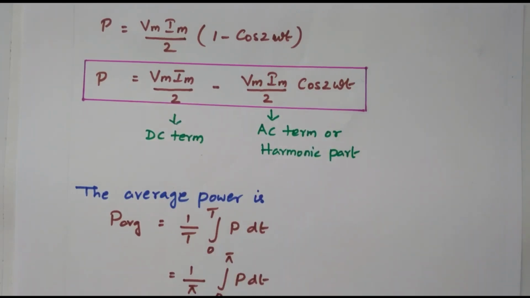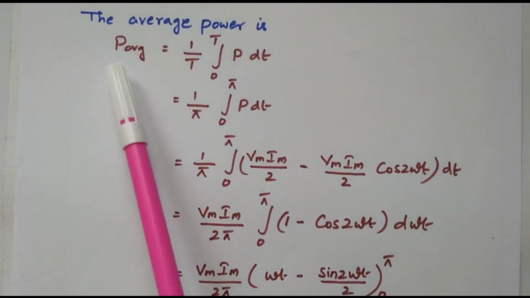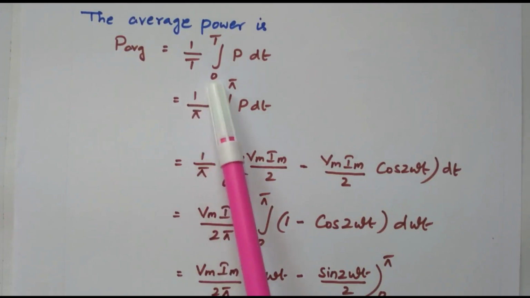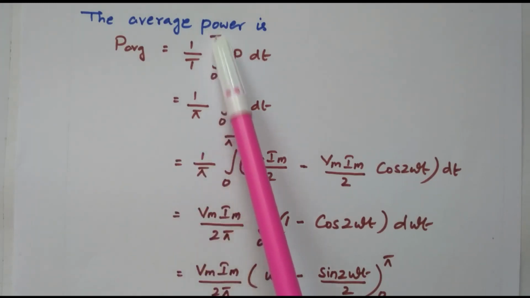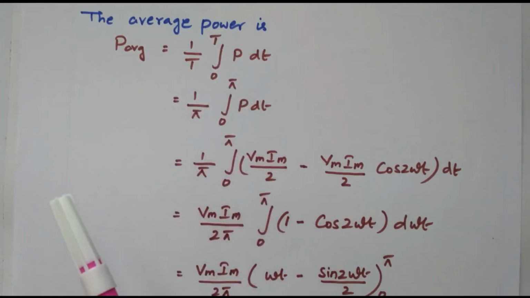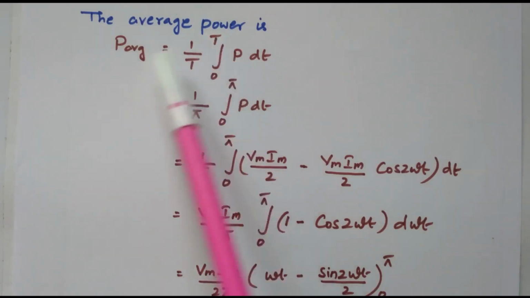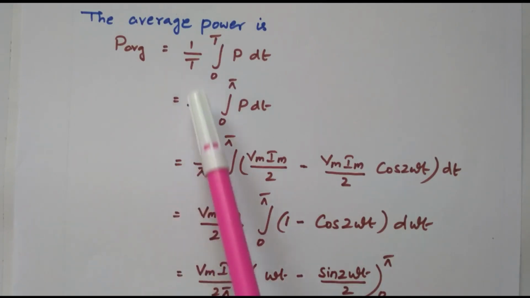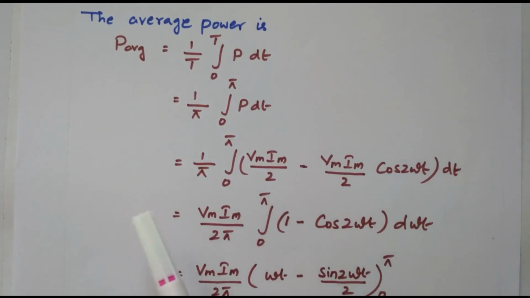Now we'll go to the average power. The derivation for average power. The average power equals 1 divided by T, integral 0 to T, P into dt. Average power means we need to integrate over a given time, then we will get the total average power. Normally average means we take I1 plus I2 plus I3 divided by N. Like that we are going for integration. By integrating the entire cycle we will get the average. So 1 by pi, 0 to pi, P into dt.